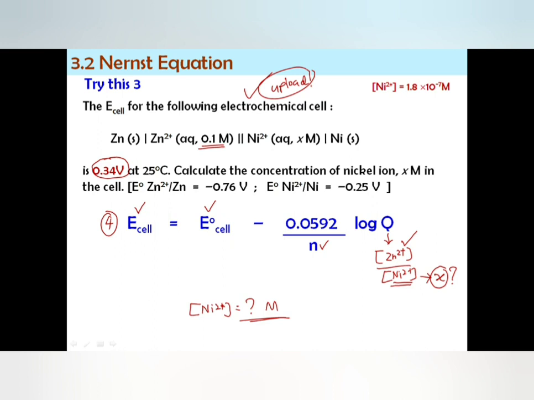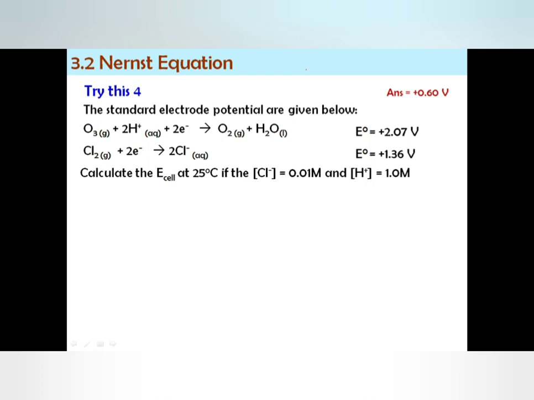Okay, next kita pergi kepada try this 4. Okay, untuk yang ini, the standard electrode potential is given to you. Okay, soalan ini dia bagi awak SRP value ataupun E naught value je. Dia tak bagi cell notation, dia tak bagi equation. Okay, so means we're going to use this value to determine anode and cathode. Okay, we want to determine the E cell at 25 degrees Celsius again. Kalau concentration diberi kepada awak dan saya nak tambah, pressure is equals to 1 atm.